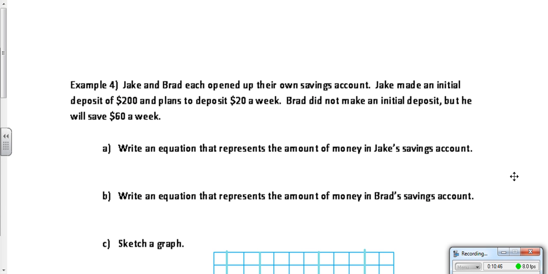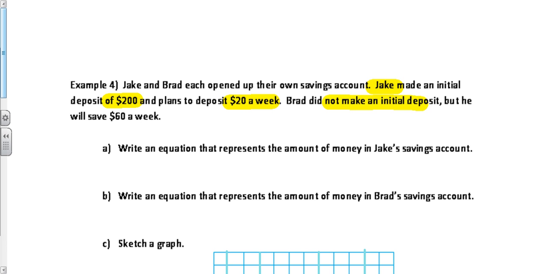Now let's take a look at an applied question. We have Jake and Brad, each opened their own savings account. Jake made an initial deposit of $200 and plans to deposit $20 a week. Brad did not make an initial deposit, but he puts in $60 a week.